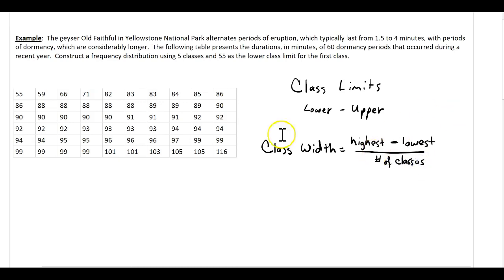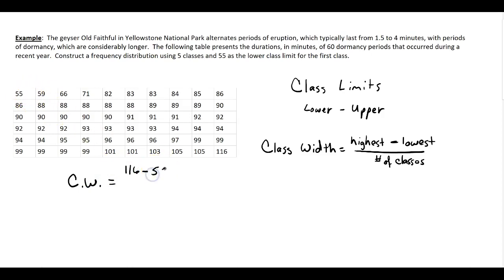So a lot of times whenever I get data like this, the first thing I'm going to do is put it in order from smallest to largest. This way I can find the highest and the lowest value quickly. This data is actually already in order from highest to lowest for you. So I know that for my class width, my largest number is 116 and my smallest number is 55. And we want 5 classes. So we have 116 minus 55 is going to give me 61 divided by 5, and that gives me 12.2.